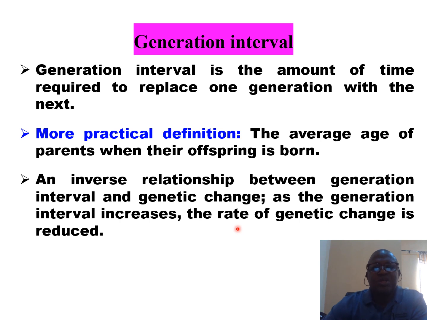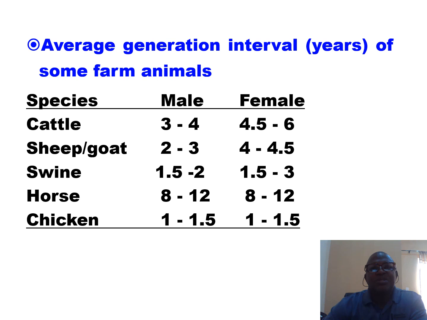the animals to mature, and then genetic change is highly compromised, minimized as a result. What we have here are the average generation intervals of selected farm animals, both the male and the female. In cattle, male, female; in sheep and goat, male, female; in swine, male, female; in the horse, male and female; in the chicken. So see that with the exception of horse and chicken, in most other species, the male animal tends to become mature earlier than the female.